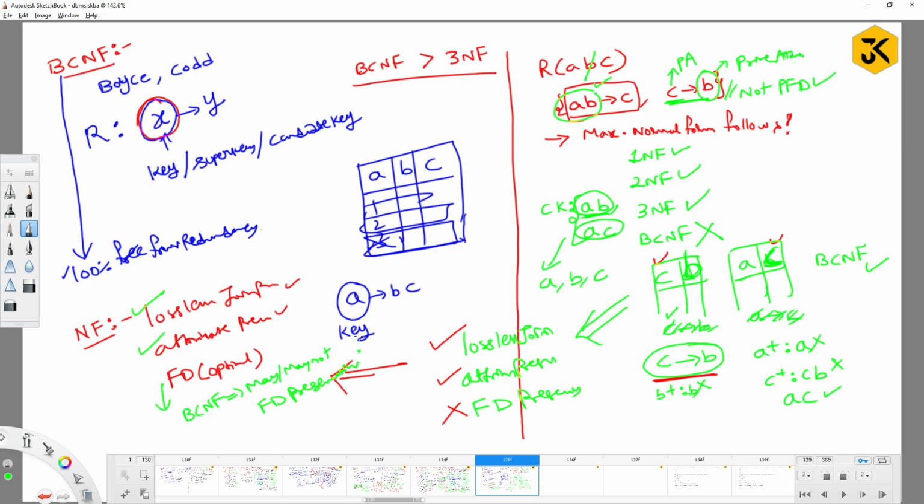What about 3NF? 3NF is going to satisfy all the things, in almost all cases. In almost all the cases, it is going to satisfy lossless, attribute, and FD preserving also.